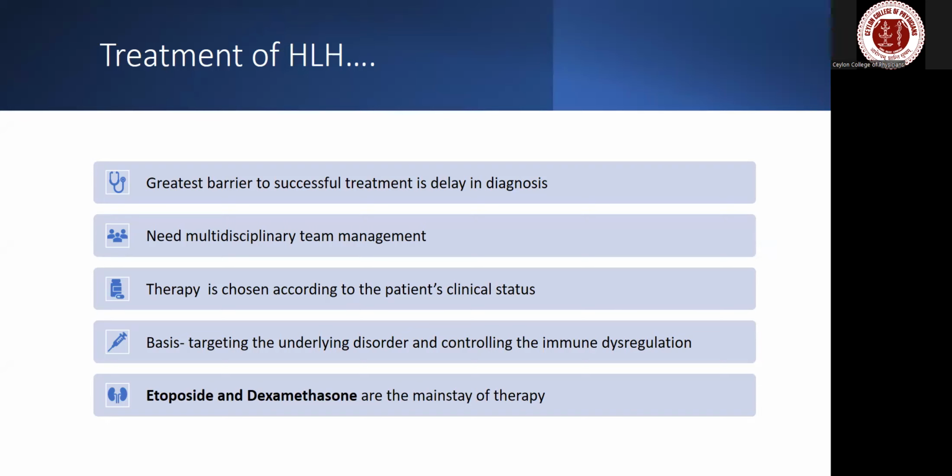outcome. Therapy is chosen according to the patient's clinical status, and this treatment is a little bit complex and there's no one-size-fits-all protocol for each and every patient. The basis of this treatment is to target the underlying disorder and control the immune dysregulation. Etoposide, which is a chemotherapeutic agent with an action against cytotoxic T cells, which is available at the Cancer Institute Maharagama, and dexamethasone are considered the mainstay of therapy.